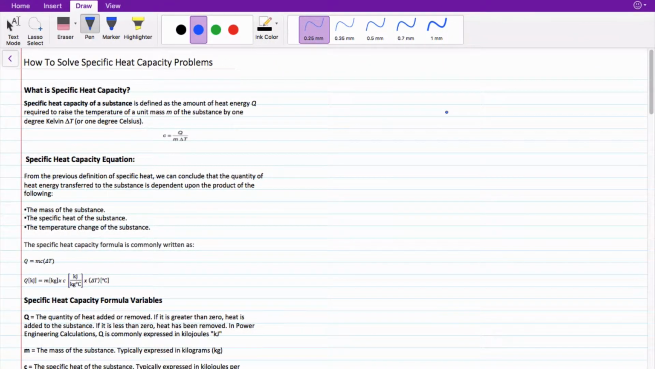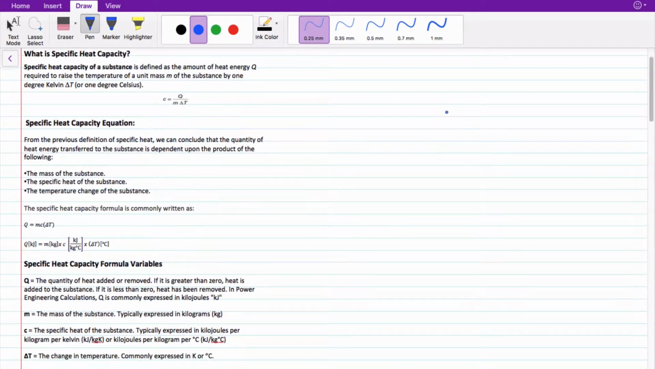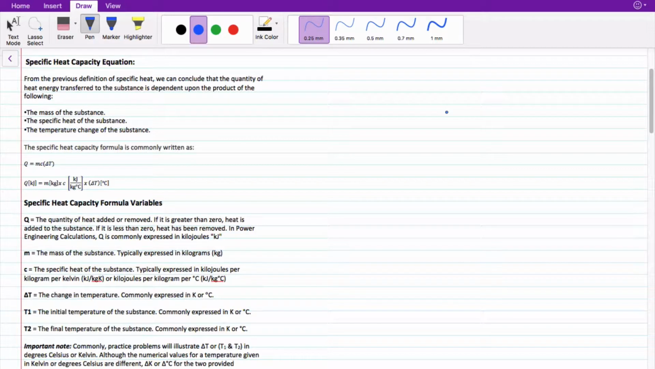So what is specific heat capacity? Specific heat capacity of a substance is defined as the amount of heat energy required to raise the temperature of a unit mass of that substance by 1 degree Kelvin or 1 degree Celsius. Given that definition, we can conclude that the quantity of heat energy transferred to a substance depends upon the following variables: the overall mass of the substance, the specific heat of that particular substance, and the temperature increase or decrease experienced by the substance.